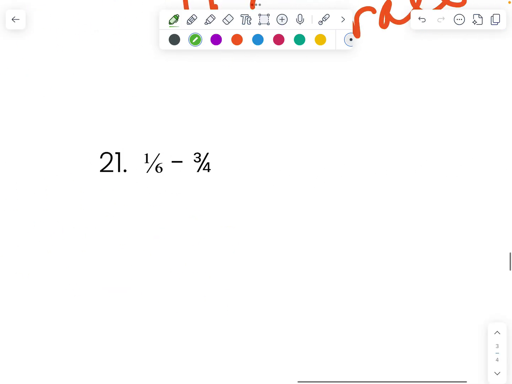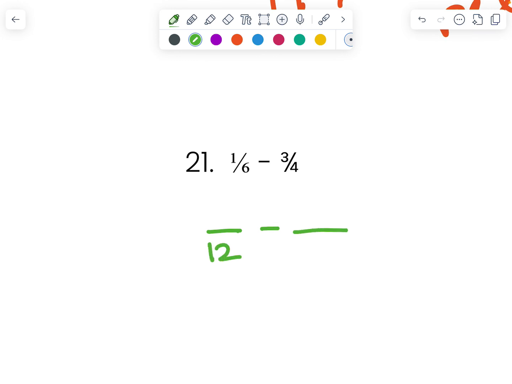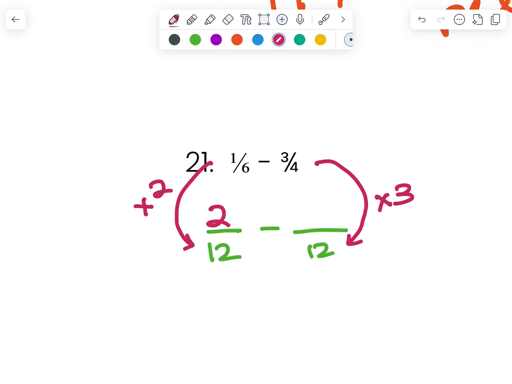And, oh, is this our last one? Yes, it is. 1/6 take away 3/4. You've got to have a common denominator. So we're going to rewrite those as, I think they both go into 12. So what did you do to 6 to get 12? We multiplied by 2. So 1 times 2 is 2. What'd you multiply 4 by? Multiplied by 3. So we got to do that to the top, to the numerator. 2 take away 9 is -7 over 12.